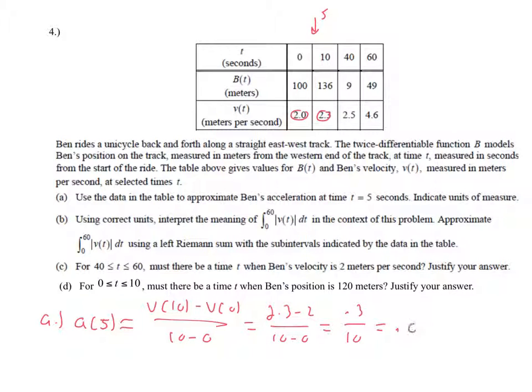Move the decimal point: 0.03 meters per second squared. And again, if I want to take the acceleration, well, it's the derivative of velocity. And how do I get the units? Meters per second per second. So the velocity is measured in meters per second, and the time is measured in seconds. If the question had said, estimate Ben's velocity at 5, then we would be using these position values. But since it's an acceleration, we want the derivative of velocity.